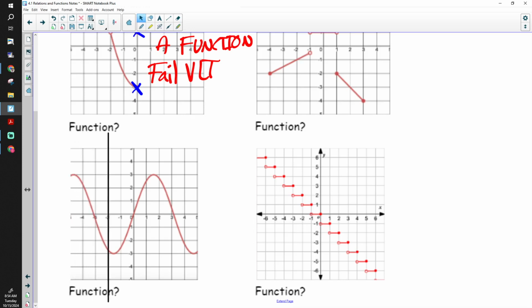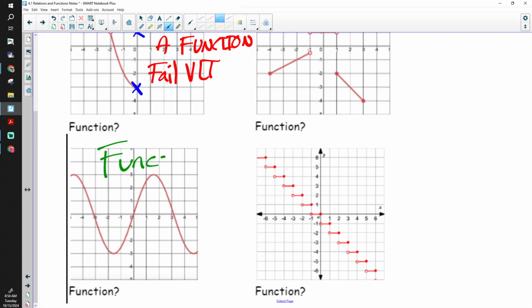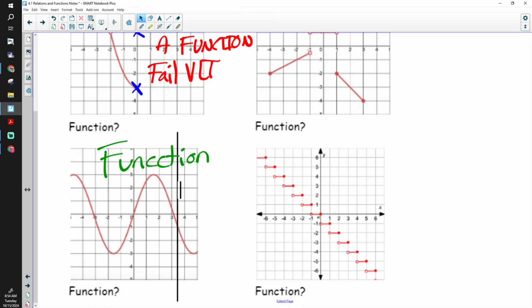So this is a function. Very good. This is a function. Now look at this crazy boy. This is called a piecewise function because it's made up of lots of pieces. So look, we'll just go part by part. Right here, how many times do I hit? Once, because solid point, hole. Right here, how many times do I hit? Once. Everywhere I hit only once, because one's a solid point, one is a hole. So this is a function.